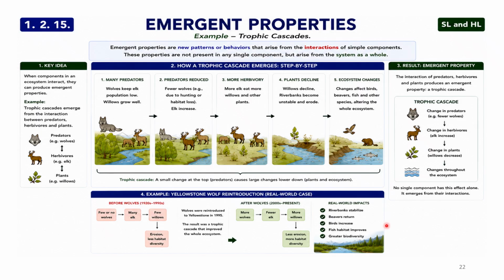This ecosystem-wide response is an emergent property known as a trophic cascade, demonstrating how interactions at one trophic level can influence an entire environmental system.